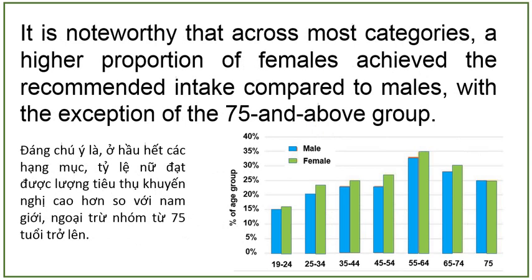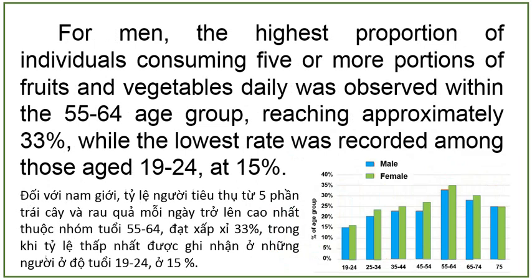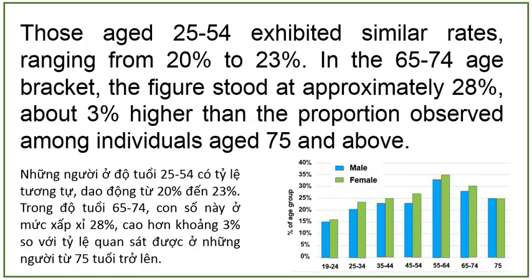It is noteworthy that across most categories, a higher proportion of females achieved the recommended intake compared to males, with the exception of the 75 and above group. For men, the highest proportion of individuals consuming 5 or more portions of fruits and vegetables daily was observed within the 55 to 64 age group, reaching approximately 33%, while the lowest rate was recorded among those aged 19 to 24 at 15%. Those aged 25 to 54 exhibited similar rates ranging from 20% to 23%.